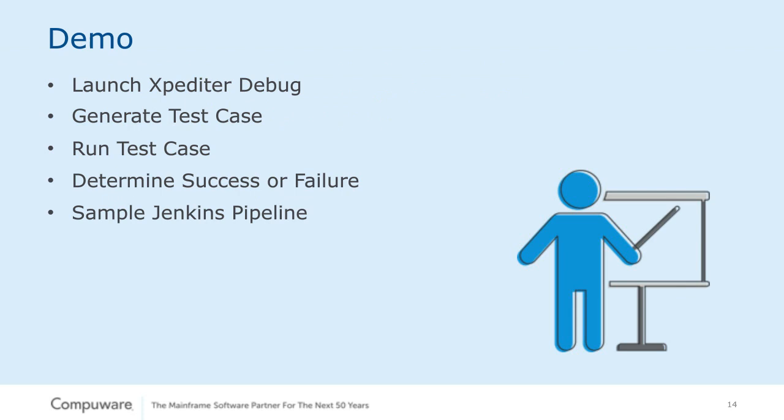So now we're going to show you a live demo of Topaz for Total Test. I'm going to launch an Expediter debugging session and show you how I can easily create a test case. And then I can turn around and run that test case and determine if it was a success or a failure. And then we will also show you a sample Jenkins pipeline in which this test case has been incorporated so that I can automate this process when I check my programs in during the development cycle.